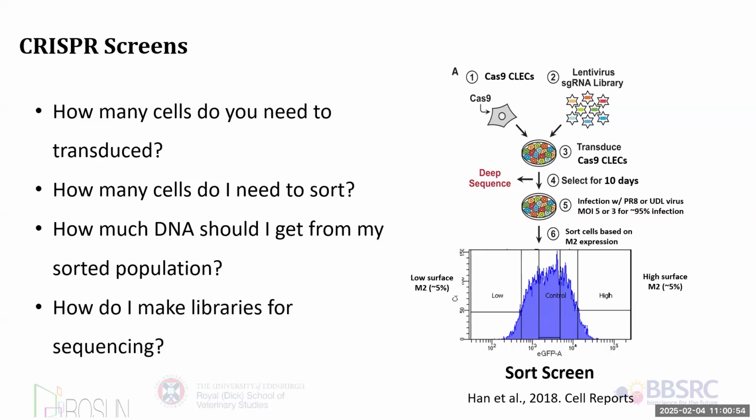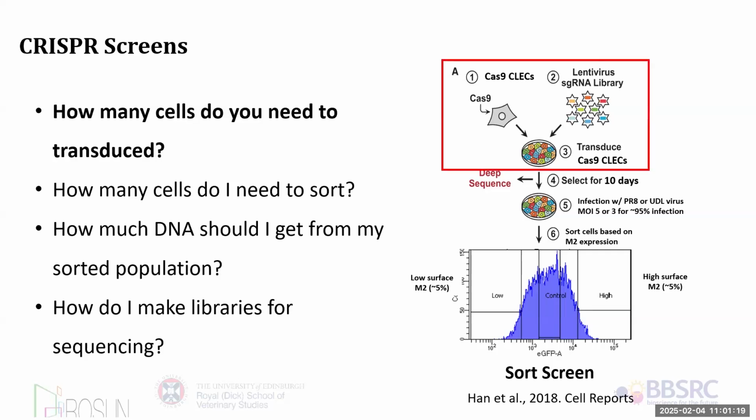Then I'll talk a bit about how we actually make the libraries for doing the sequencing. Again, the quality of your libraries will determine how many sequences you get back. The more sequences you get back that you can map to your library, the more power you have in the screen. So that's another key step. We had to do a lot of optimization to get those Illumina libraries really nice, so that you get really good sequencing data. Okay, so the first step: how many cells do we need to transduce?